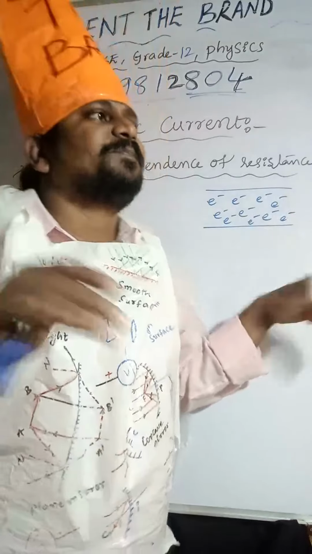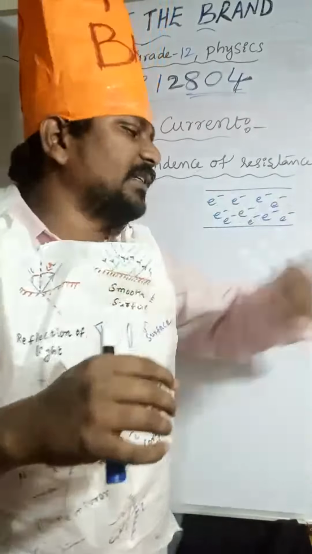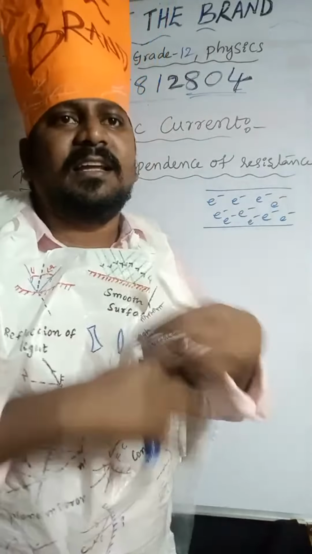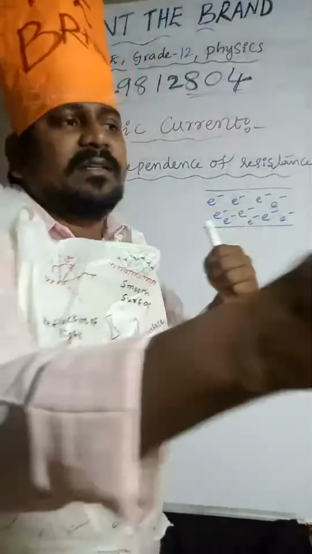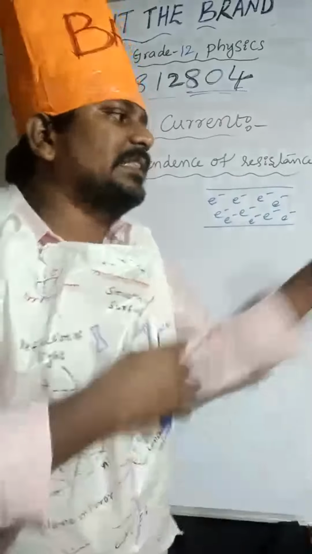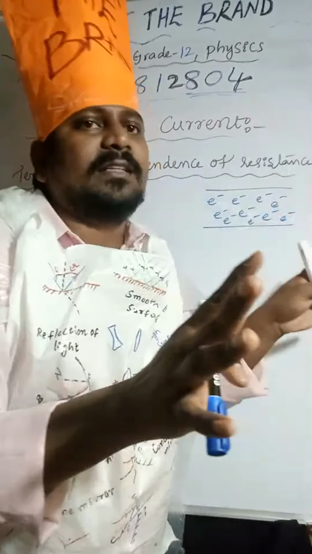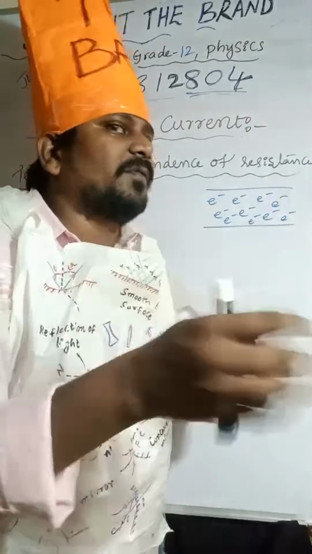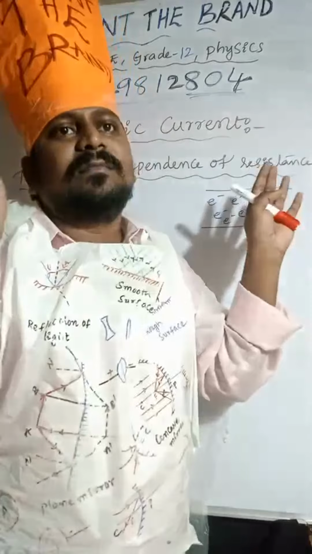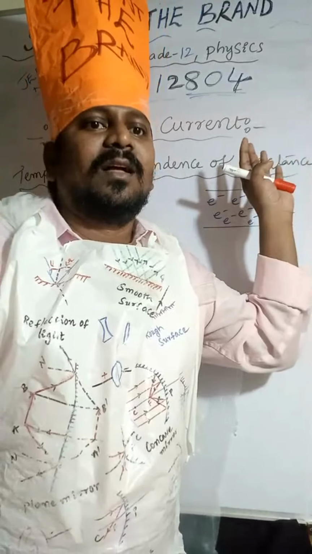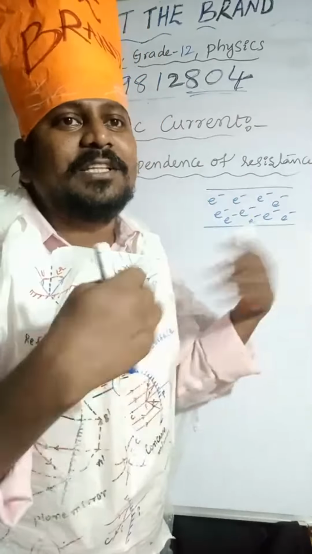Then what happens? Electrons will not move forward. Their own collisions will take place: hitting, collision, fighting. Every time fighting will happen in the conductor. One electron, another electron, another electron, keep on colliding. And what happens? They won't move forward. Collisions keep on taking place, so they won't move forward.